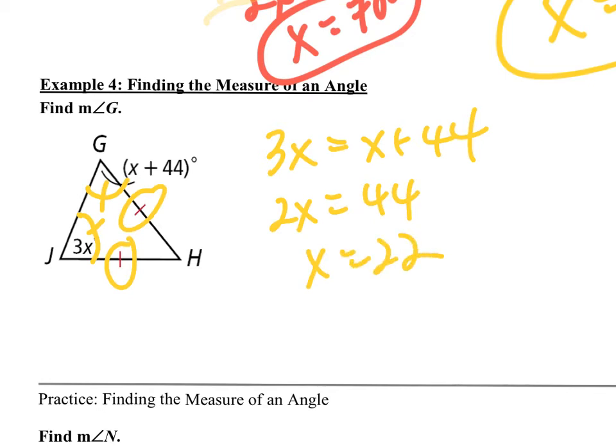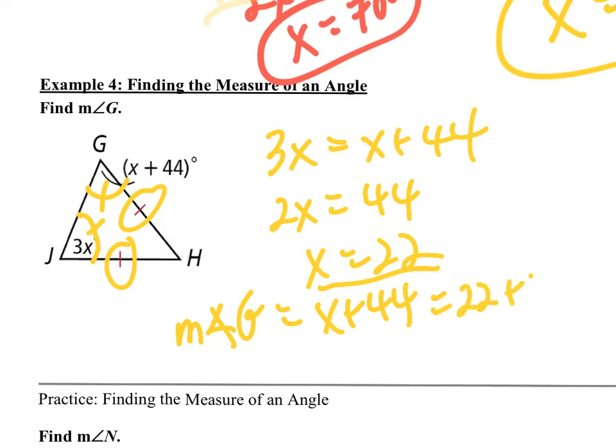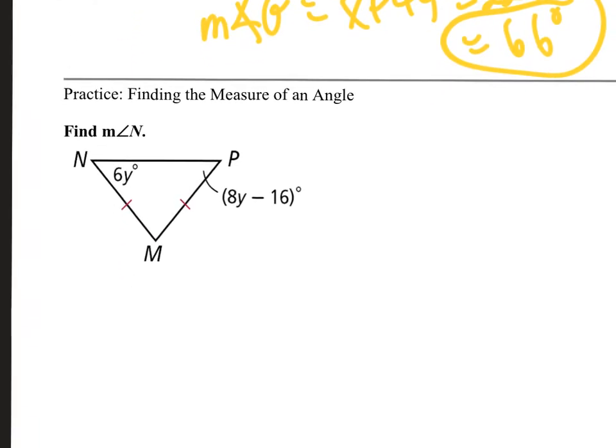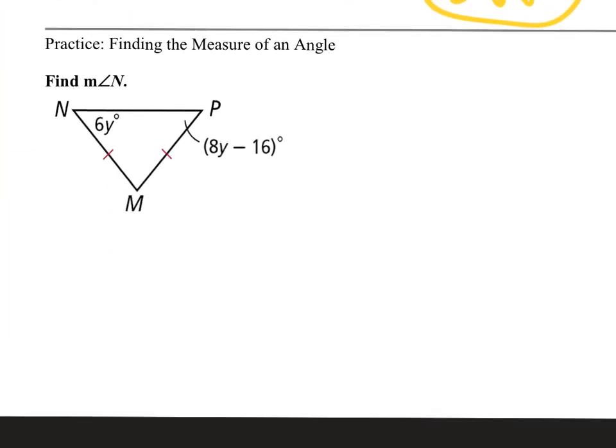That's not what the question's asking me to do though. It's asking me to find the measure of angle G, and I know that the measure of angle G is represented by this expression, x plus 44. I know what x is now. It's 22, so I'm going to substitute that in, not plug it in, because I'm not an electrician, not plugging anything into an outlet. So I have 22 plus 44 gives me 66. I'm talking about an angle measure, so it's 66 degrees. Got to be precise with my units. Let's move on to my next practice problem.